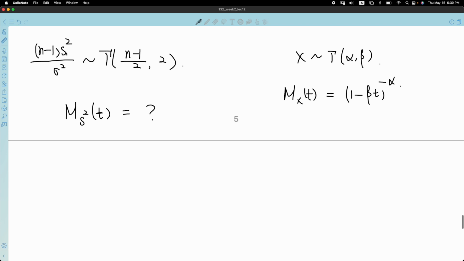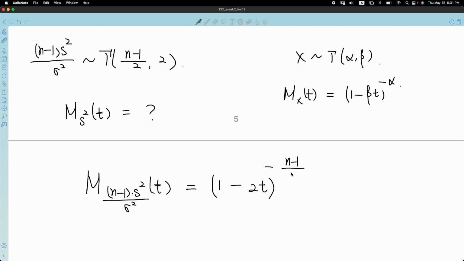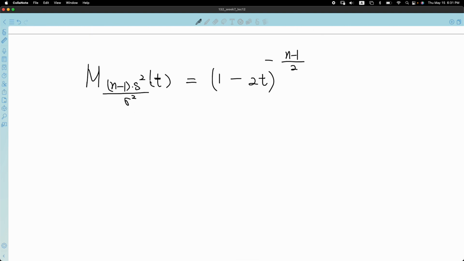So we start with the moment generating function of this one. The moment generating function for (n minus 1) S squared over sigma squared, as a function of t, is equal to (1 minus beta t) to the power of negative alpha. In our case, beta is 2, so it is (1 minus 2t), raised to the power of negative alpha, where alpha is (n minus 1) over 2. That is the moment generating function of this chi-square, or gamma, random variable.